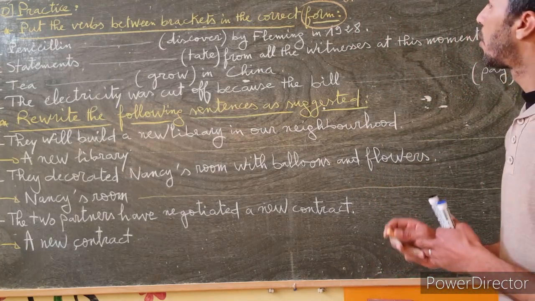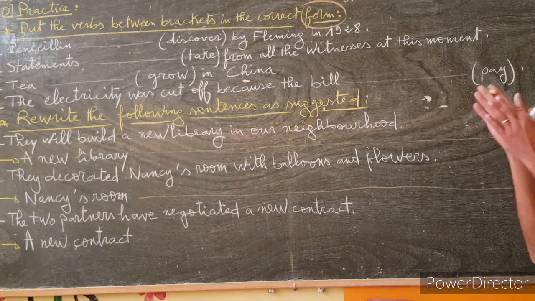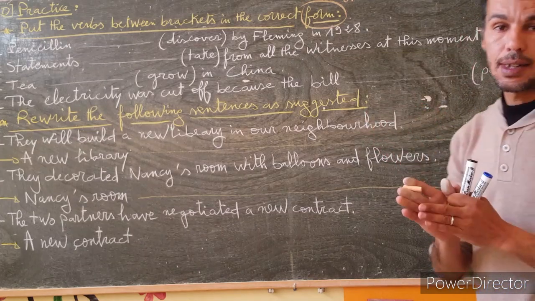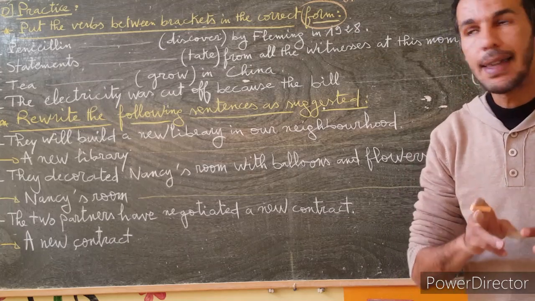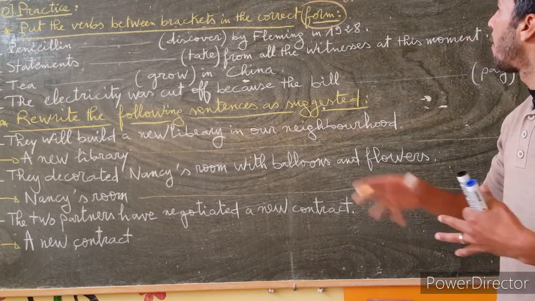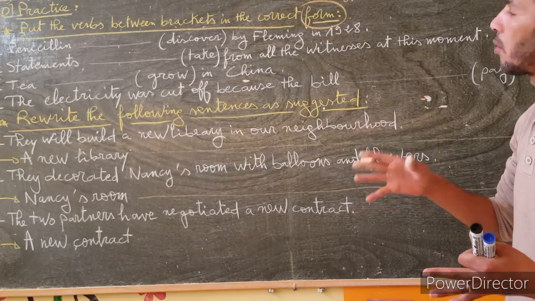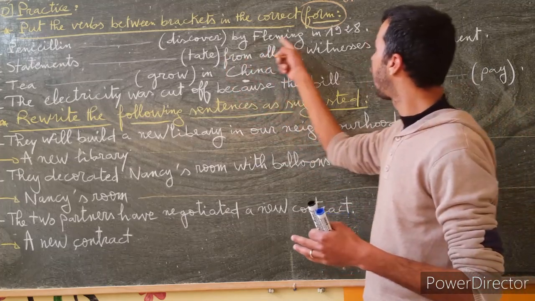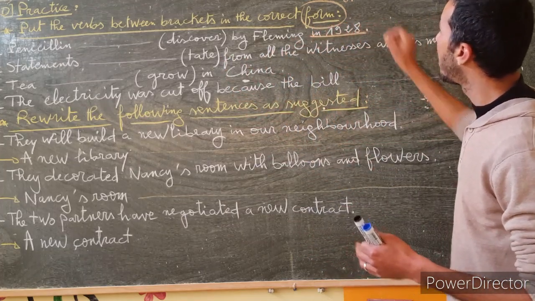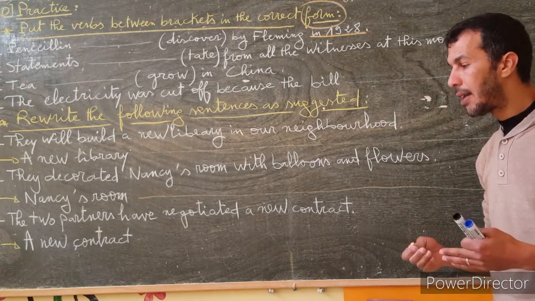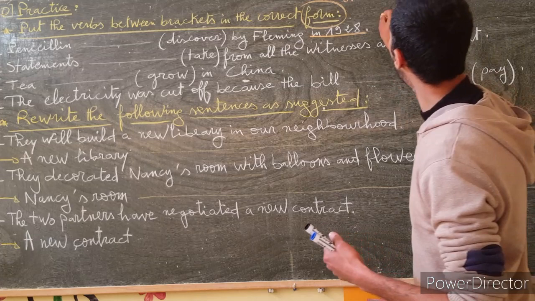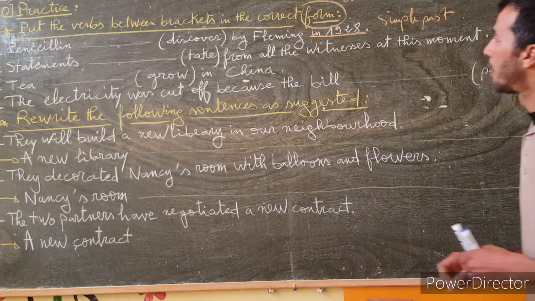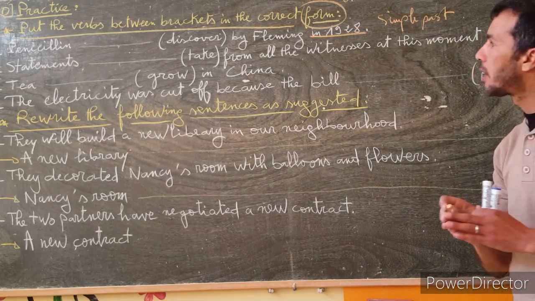So let's see what we are going to do here. When we have put verbs between brackets in the correct form, we have to pay attention to the sentence. It's not putting the verb in the tense, but it is something that we have since we are in passive voice. So here we are going to talk about passive voice. Look at the first sentence. We have penicillin, the verb discover, by Fleming in 1928. So what is this signal word? In 1928, this is a signal word of simple past.